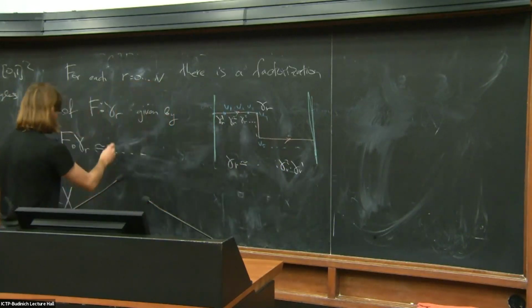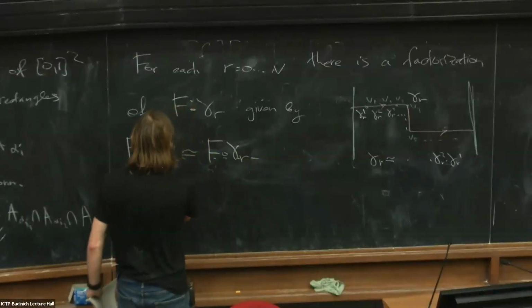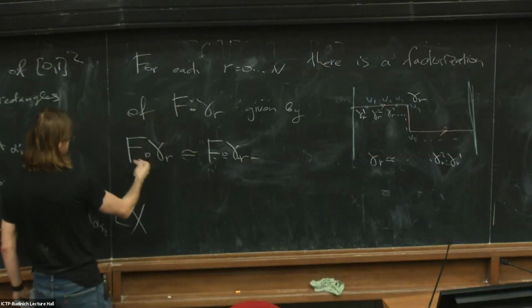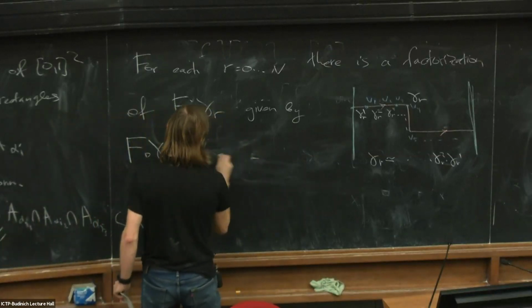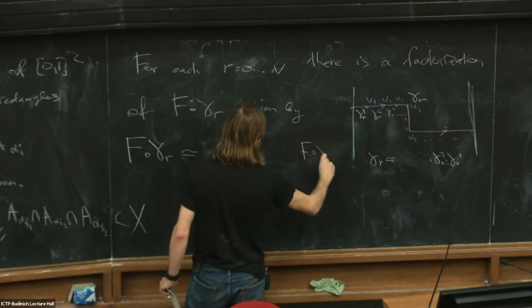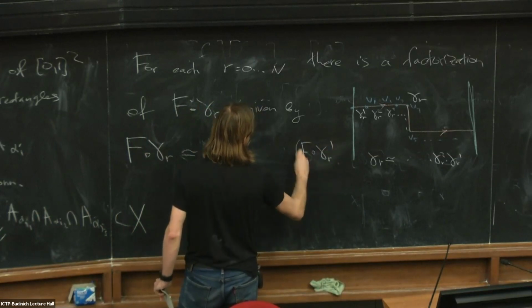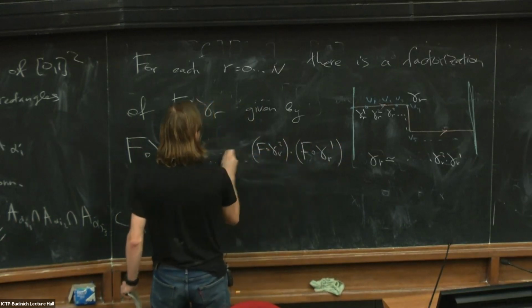This gives the composition of functions here. So we can write correspondingly: it will be f composed with gamma R1, followed by f composed with gamma R2, and so on.